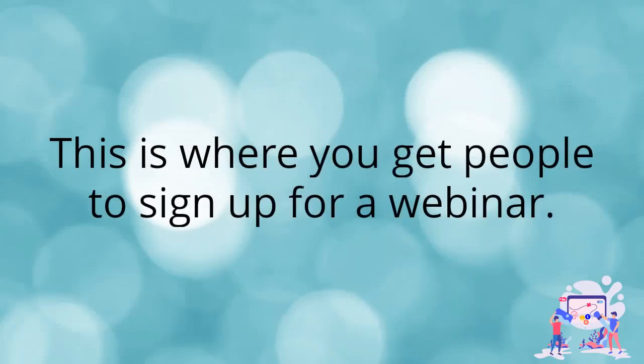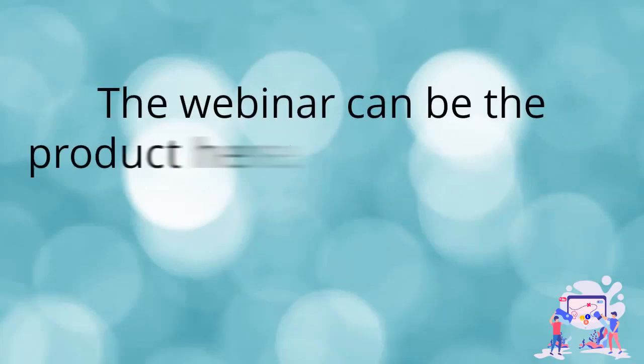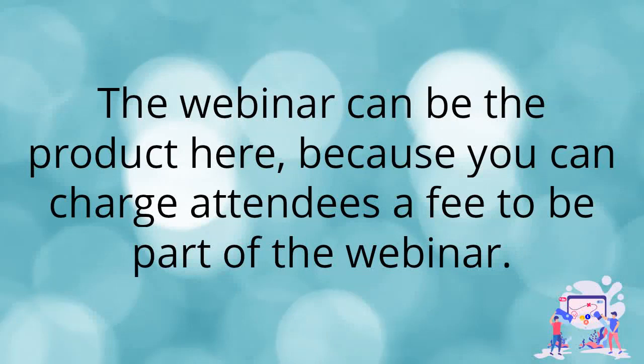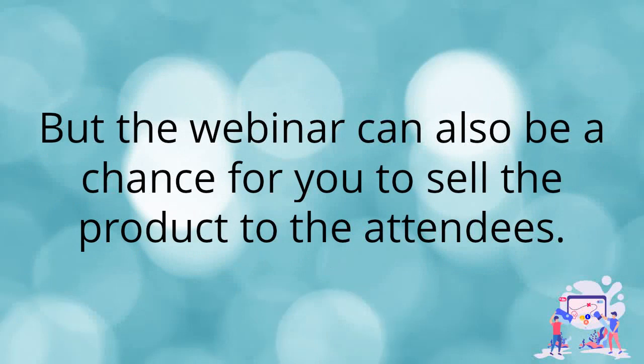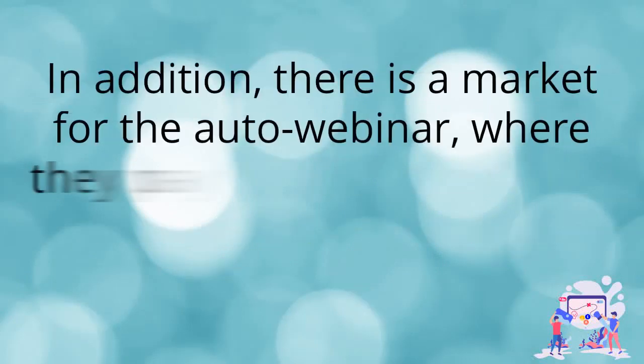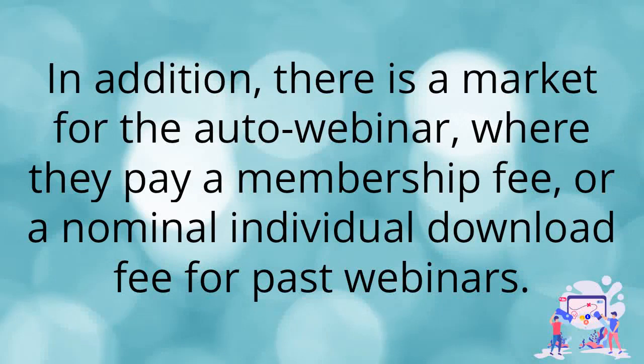The next type of funnel that we are going to discuss is the webinar funnel. This is where you get people to sign up for a webinar. The webinar can be the product tier because you can charge attendees a fee to be part of the webinar. But the webinar can also be a chance for you to sell the product to the attendees. In addition, there is a market for the auto webinar where they pay a membership fee or a nominal individual download fee for past webinars.